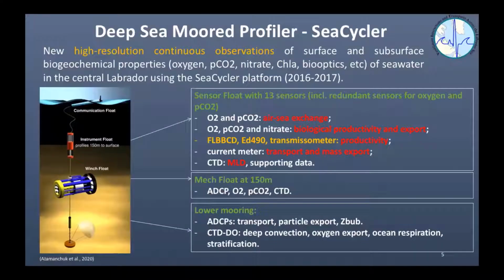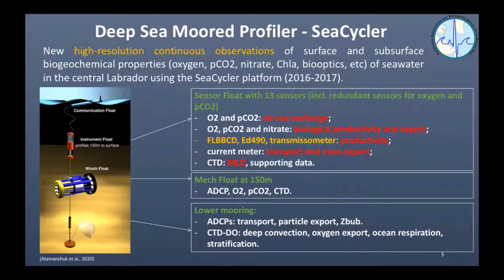So with the support of the VITALS project, which is short for Ventilation, Interaction, and Transport across the Labrador Sea, a C-Cycler was deployed from 2016 to 2017 to measure daily profiles of surface and subsurface biogeochemical properties, including oxygen, pCO2, nitrate, chlorophyll concentrations, and other physical and bio-optical properties in high resolution.